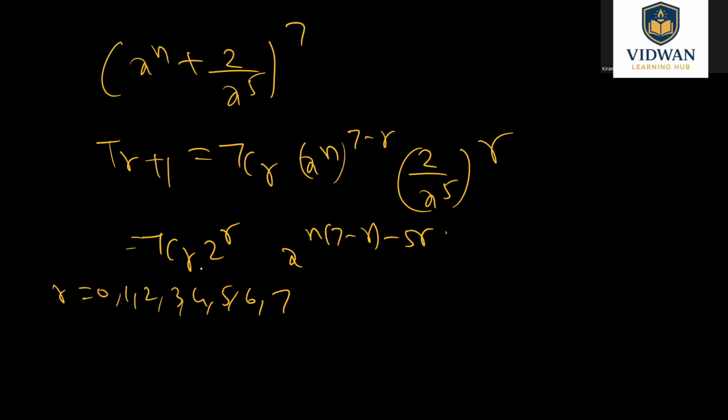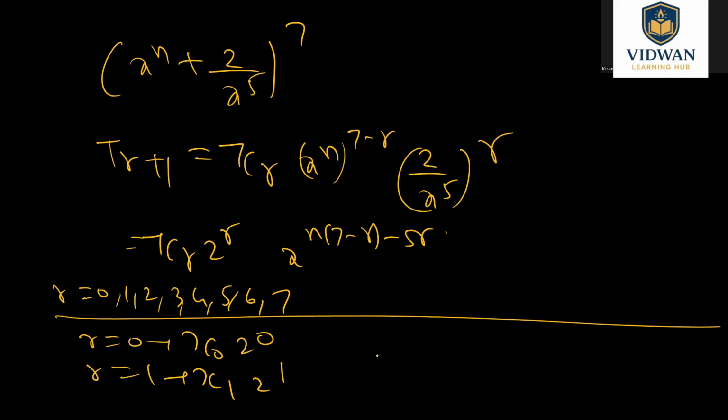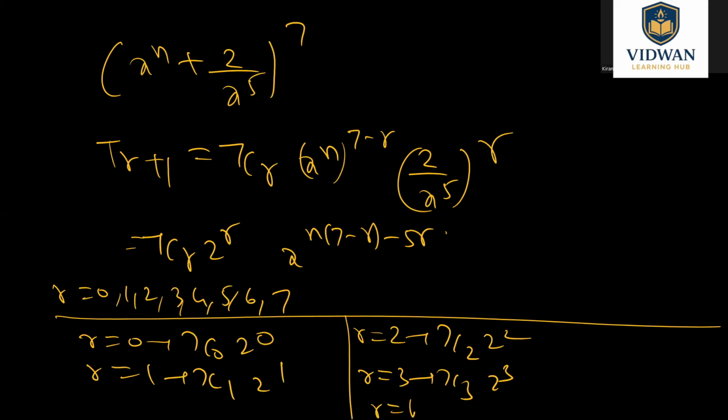So when you consider r as 0, you'll get 7C0, 2^0 as the coefficient. r as 1, it is 7C1, 2^1. So just list out, r equal to 2, it is 7C2, 2^2. r equal to 3, it is 7C3, 2^3. Then for r equal to 4, it is 7C4, 2^4. Like that for r equal to 5, 6 and 7 if you see. And list out that sum is 939 they mentioned.